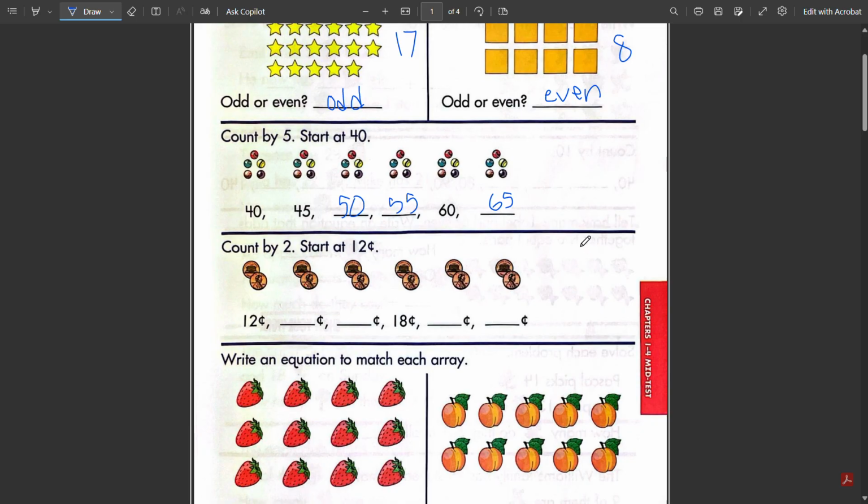Next, they ask count by 2, and you start at 12 cents. So they give us 12 cents. 12 cents plus 2 is 14 cents. 14 plus 2 is 16 cents. Plus 2 is 18 cents. 18 plus 2 is 20. 20 plus 2 is 22.